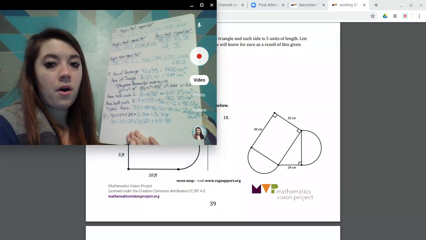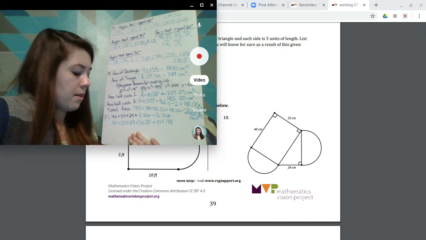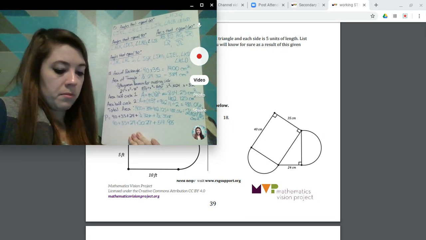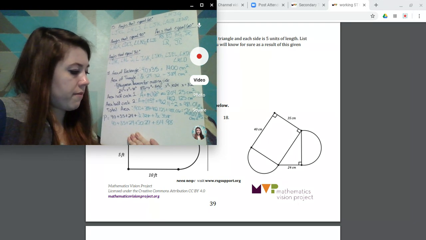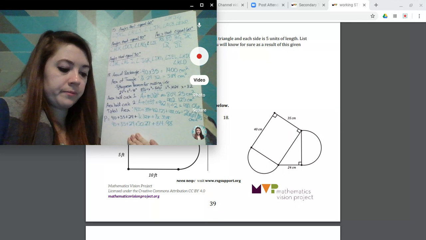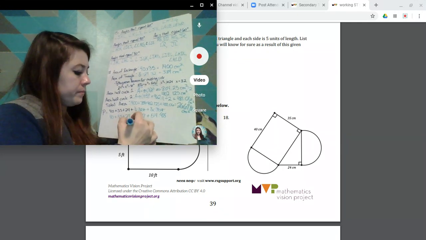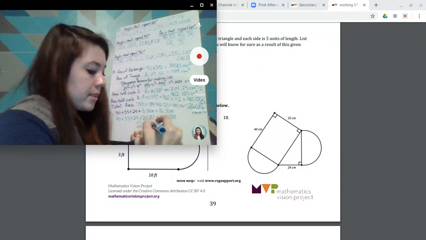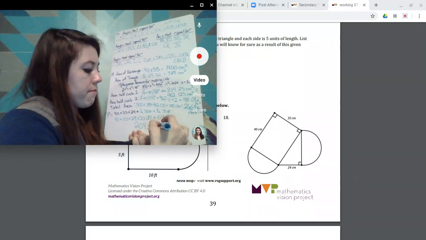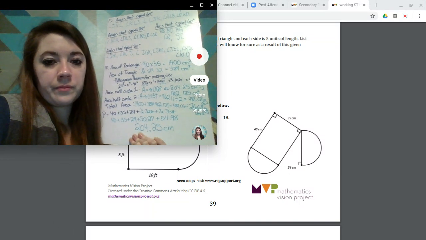Now we add all those together. So 40 plus 35 plus 24 plus 50.27 plus 54.98. And we end up with 204.25 centimeters. So there's our answer.